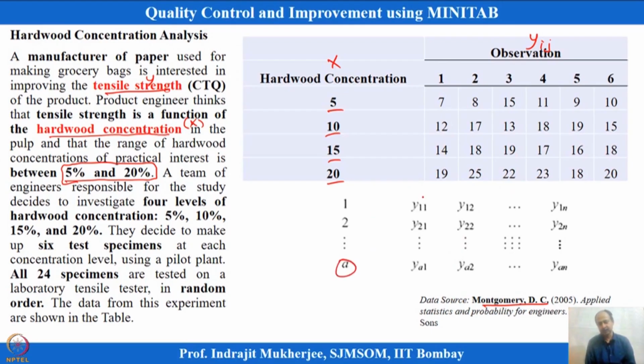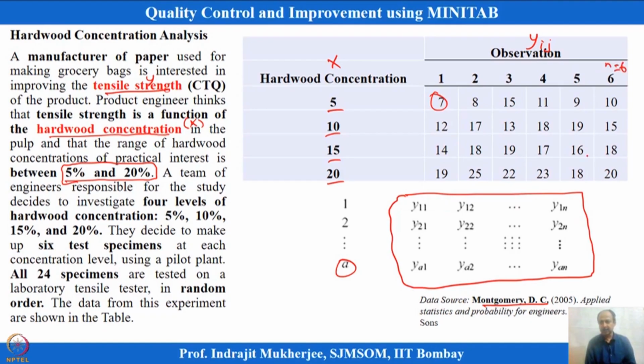If you write the generalized form, y11 is the first observation, and there are n observations, n equals 6 here. So, this one will be y1n, and there will be a levels. This is the general form of the data we can write.